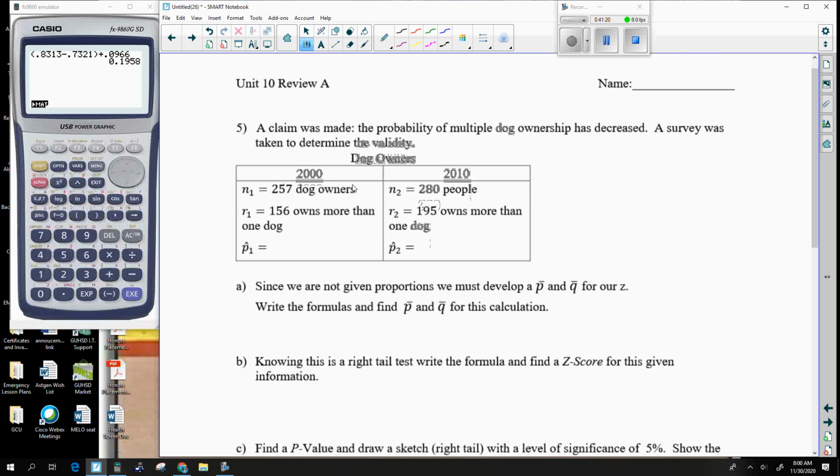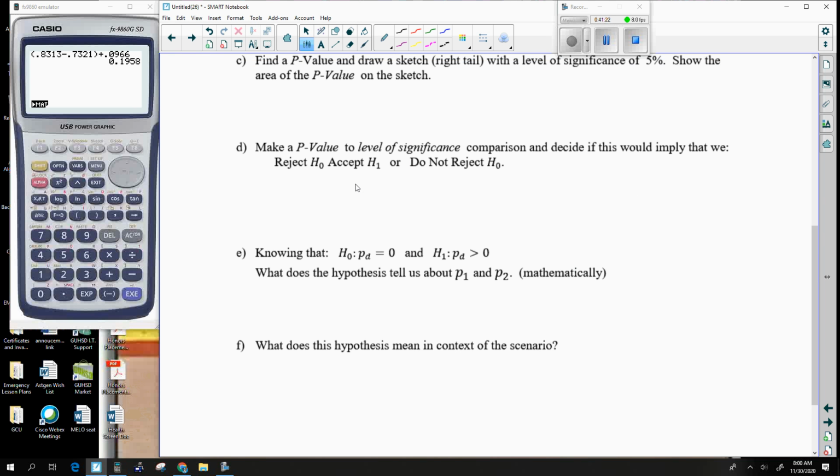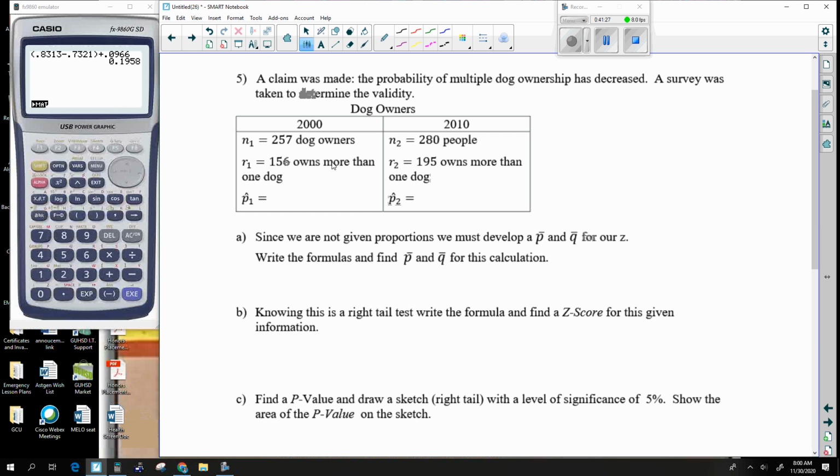Okay, the last type of problem is the hypothesis test. So all right, the first thing that they want us to figure out in this problem is, excuse me, p hats and q hats. Again, p hat 1, for instance, is r1 divided by n1, and a q hat is 1 minus a p hat.